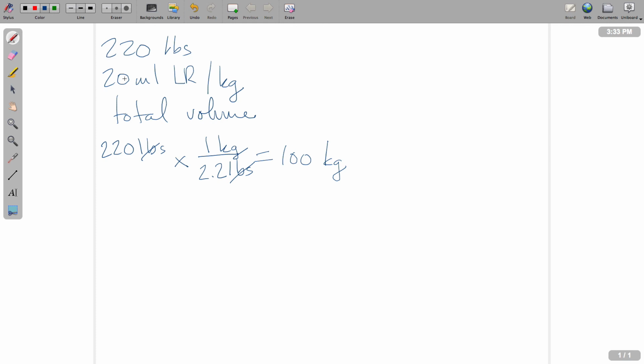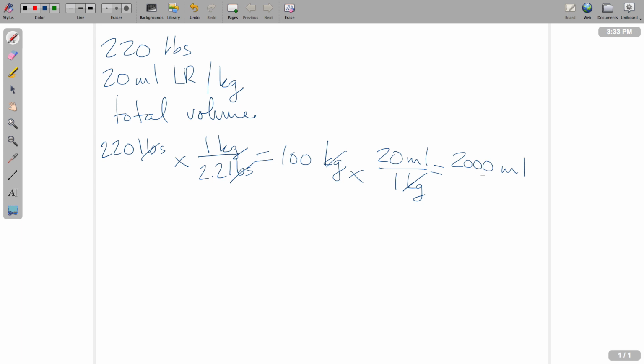Now up here, we were told that the order was for 20 milliliters of lactated ringers per kilogram of body weight. So we're going to take this 100 kilograms, and we're going to say that we need to administer 20 milliliters of lactated ringers for every 1 kilogram of body weight. So again, you can get rid of your kilos here and do the math. You're going to end up with 2,000 milliliters. So be careful here. 20 times 100 is not 200, it's 2,000, so be careful.